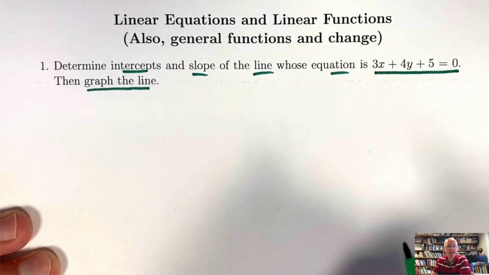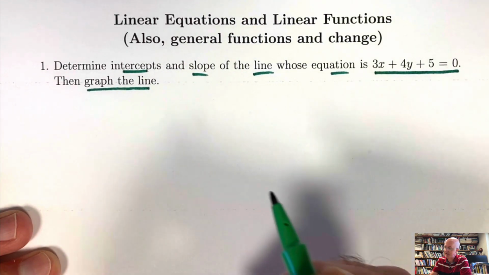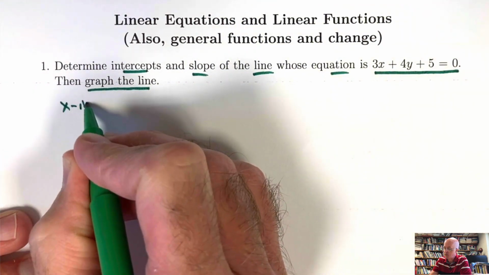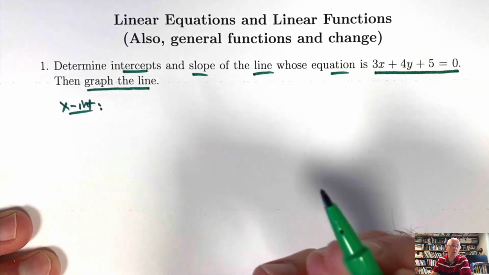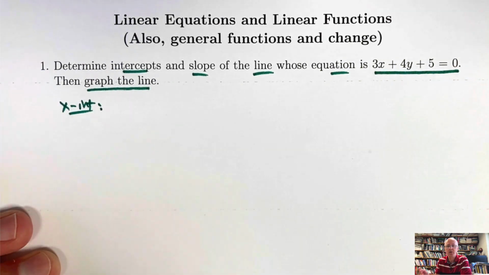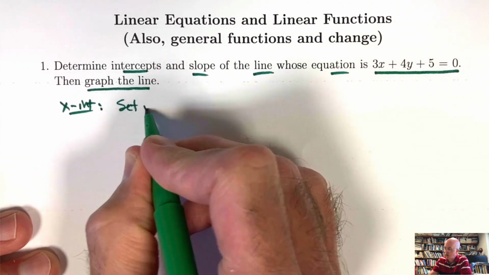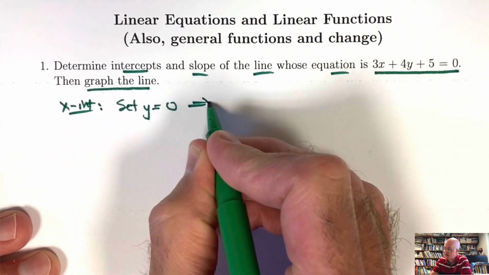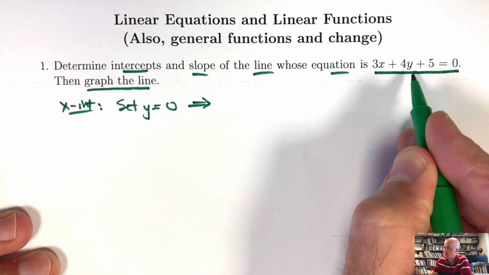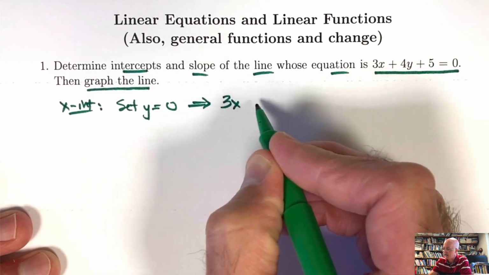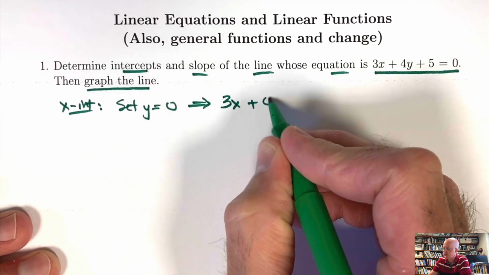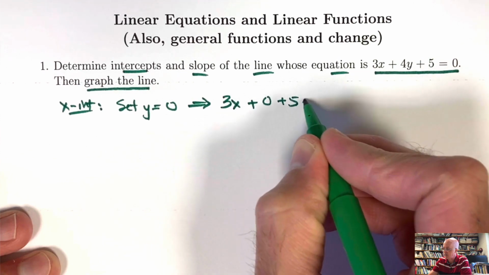All right, start with the intercepts. Those are the easiest things to find. For the x-intercept, you want to set y equal to 0 because you're trying to figure out where it crosses the x-axis. That's where y is 0. Set y equal to 0 and solve for x. Take this equation, replace y with 0. You'll get 3x plus 4 times 0 is 0 plus 5 equals 0.